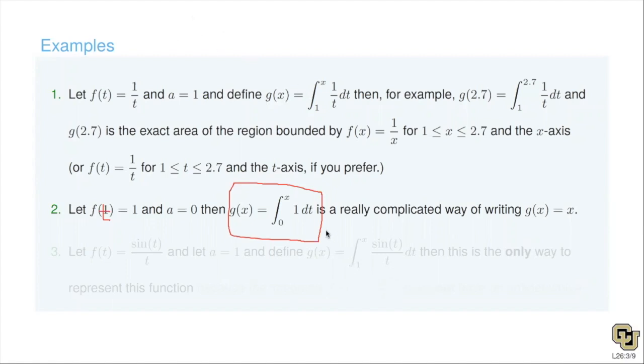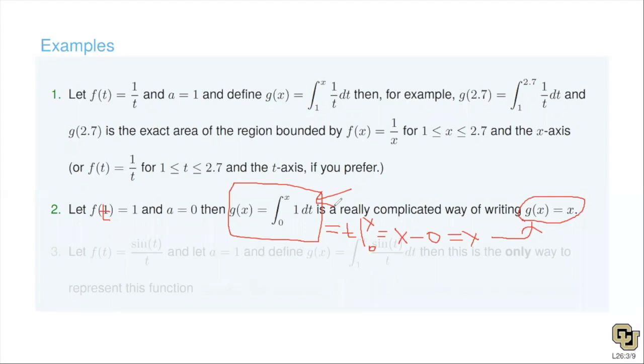So this is a stupid example because here we can calculate the integral. The integral of 1 dt would be t, and then I do F of b minus F of a, so from 0 to x. And so when you plug in the x, you get x and then minus 0. And so this integral evaluates to x. This is a really complicated way of writing g of x equal to x. And why would we do that? We wouldn't. What I wanted to show you was an example of writing a function in integral representation.